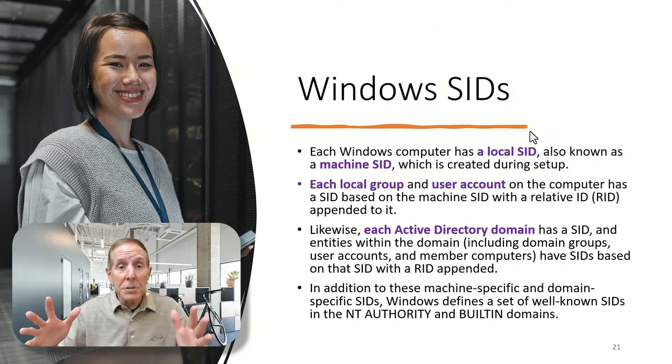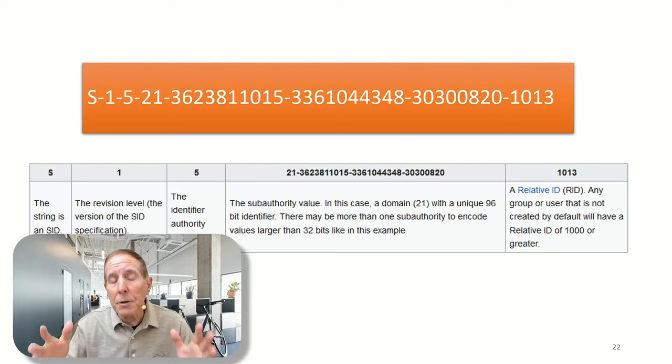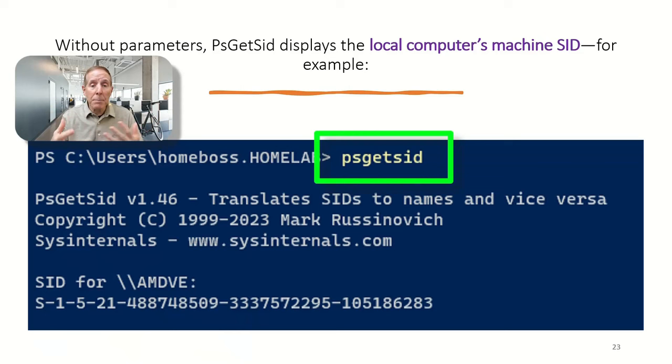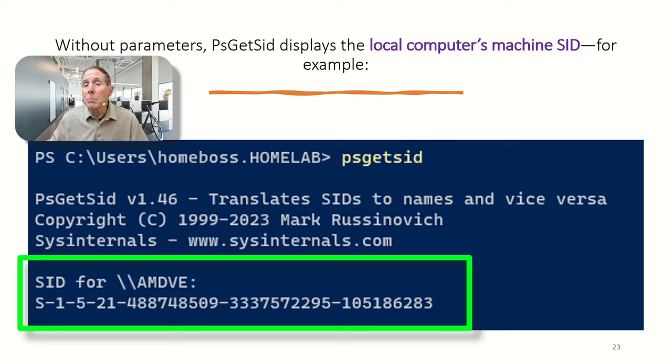Now this is a SID. There is a lot of great documentation on Microsoft's website concerning SIDs. So PsGetSid allows you to quickly access this information. By default, with no switches and arguments, if I type in PsGetSid, it will display the SID of the local machine. Down here below, you can see this is the SID for my local admin station.